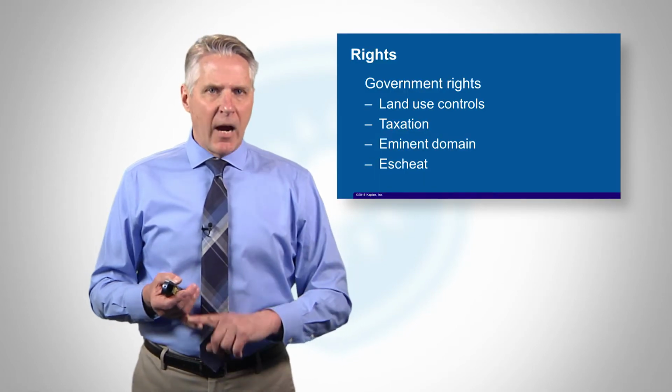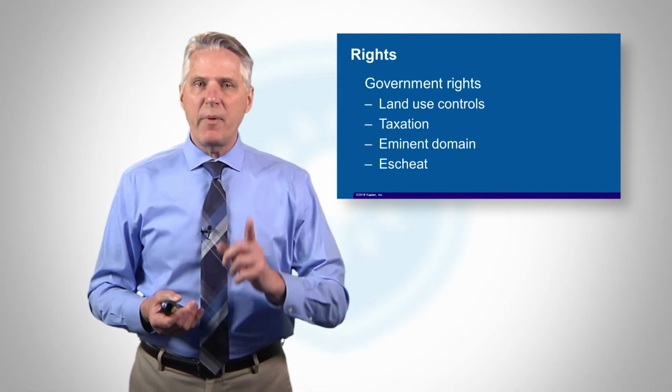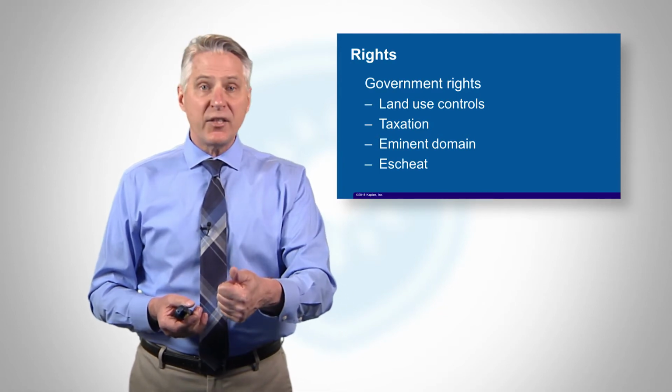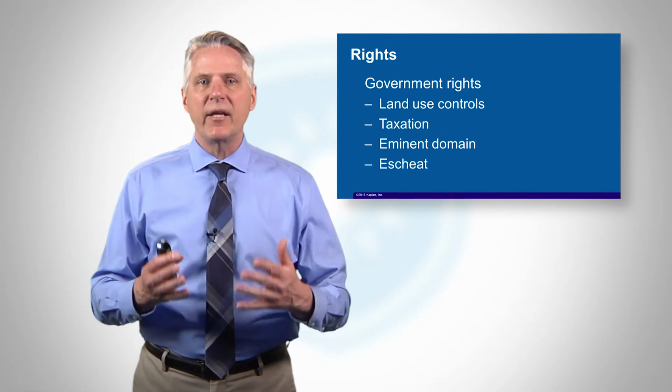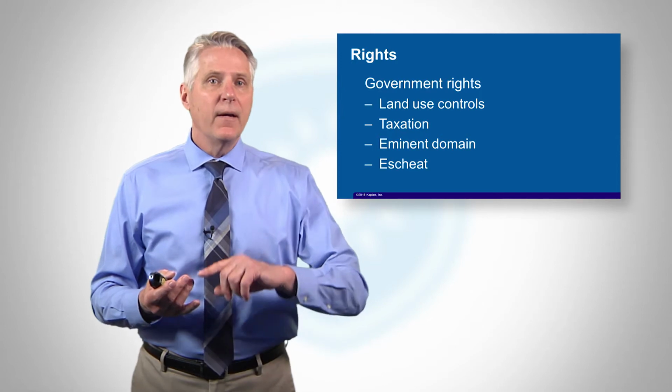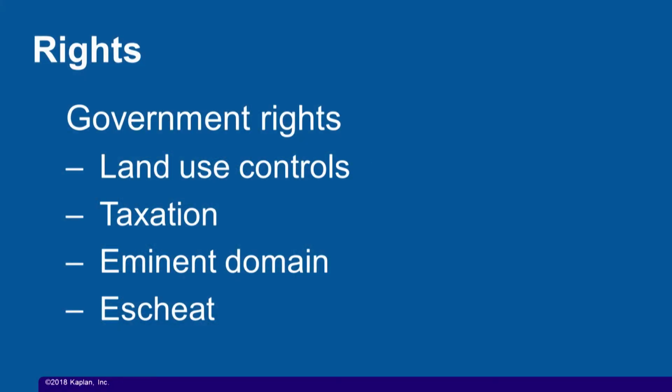Briefly look at these government rights, and we're going to have other videos that go deeper into these government rights, especially land use controls. It's actually called police power. The right of the government to control how private land is used: police power, land use controls; taxation, obviously property taxes; eminent domain, that's the right of the government to take private land for public use through a process called condemnation. You've probably heard of that.